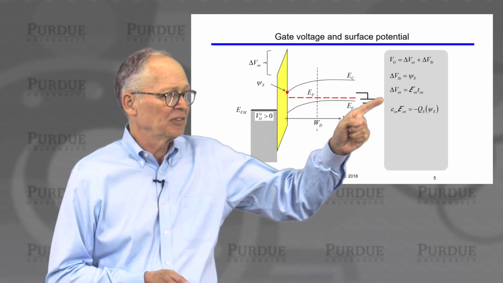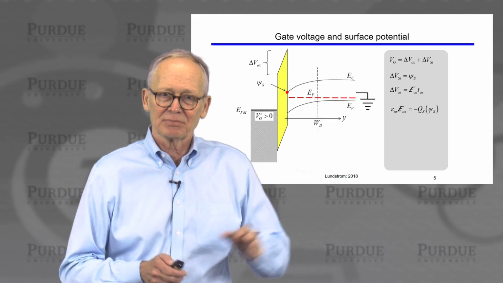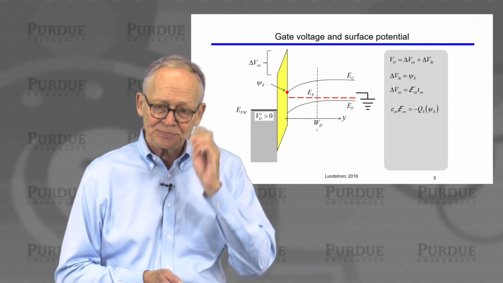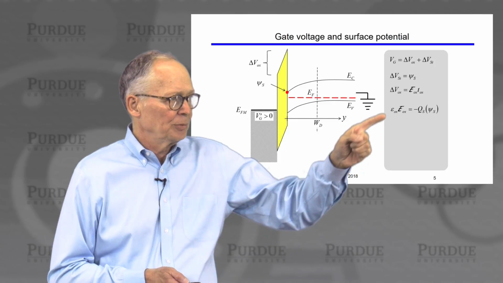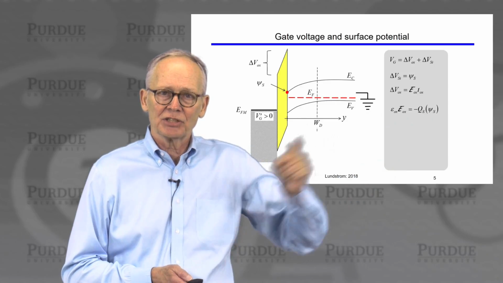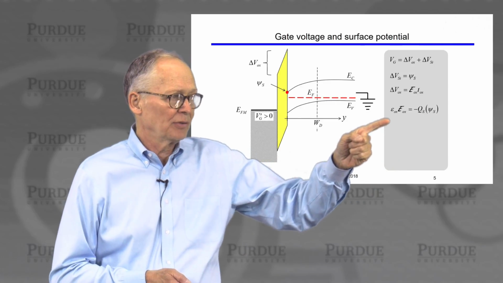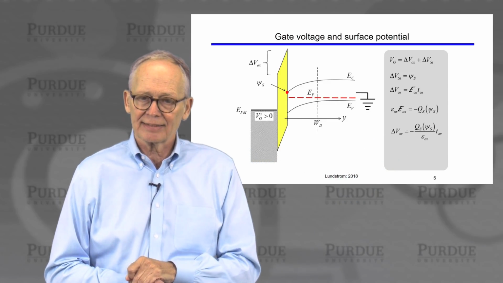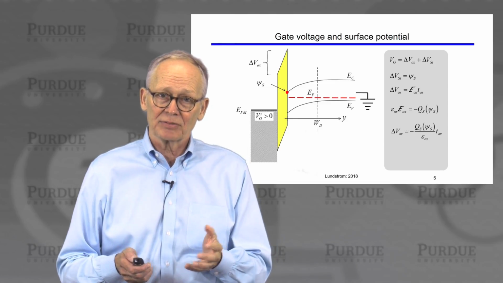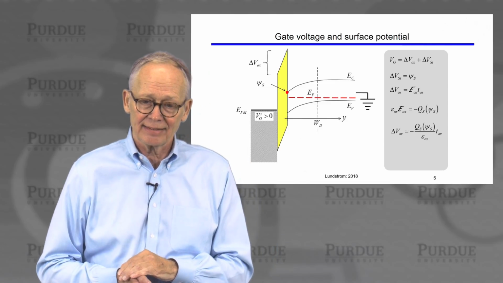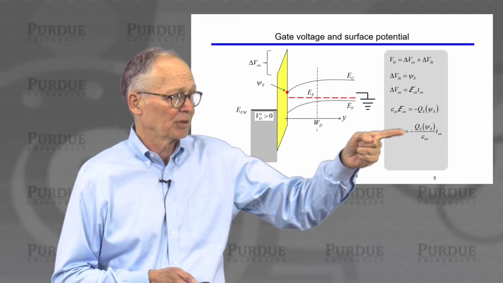All right, so that explains this relation here. Sometimes people call this Gauss's law. So assuming that we know the charge in the semiconductor, we can solve this equation for the electric field in the oxide. We can multiply the electric field in the oxide by the thickness of the oxide. Now we've got the voltage drop across the oxide.